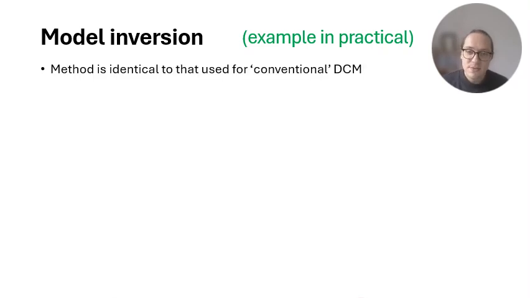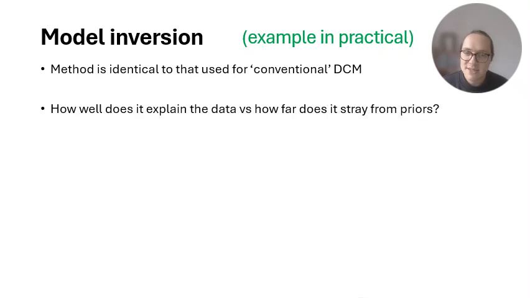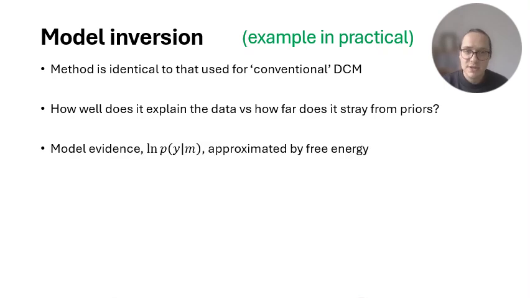This is something called variational Laplace. And what variational Laplace does is tries to find parameters that can simulate the data in a way that best explains it without straying too far from our prior hypotheses. Formally, this is described by something called the log model evidence. So the probability of having observed some data Y given your model M.